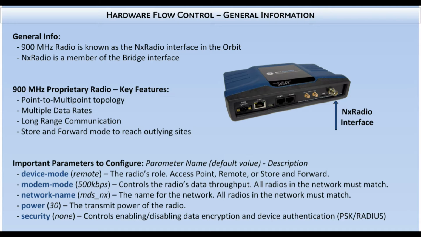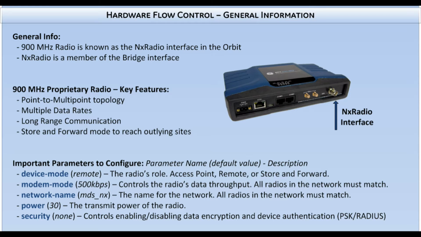The Orbit interface associated with this radio is called the NX radio by default. This interface comes as a member of the bridge, so it will also assume the configuration for the bridge IP address and firewall filters. If you wish to remove this interface from the bridge, make sure to assign the appropriate firewall filters. As for configuring the interface's radio settings, at a minimum, all you must do to link up two radios is make one unit a remote and one unit an access point.